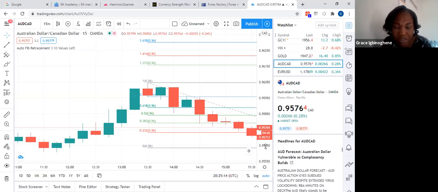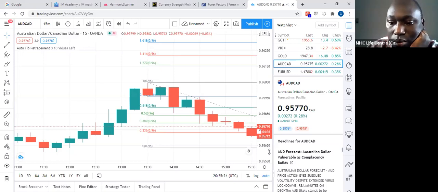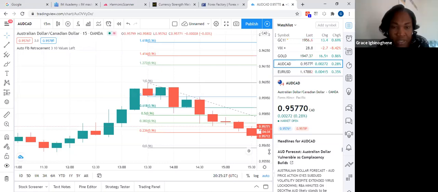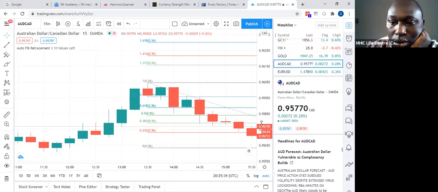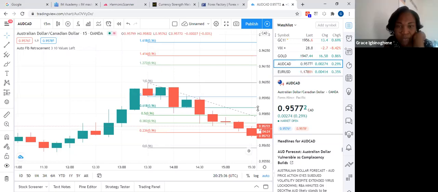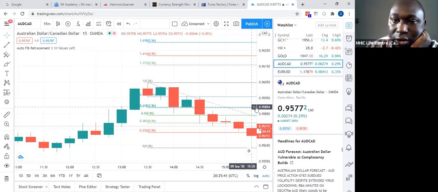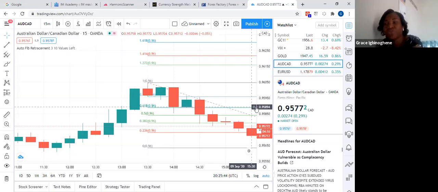So the 0 point, that line points towards number 0.95650, right? Yeah. Then the second point, what number does it point at? 0.95770. Yeah. And then the next point, what number does that point at? 0.95894. Good. So those are the numbers you want to write down and input into MetaTrader 4.